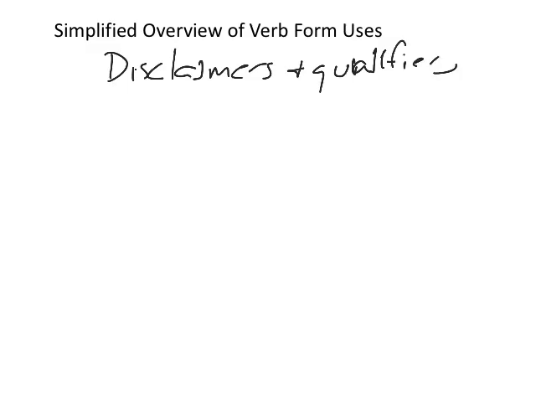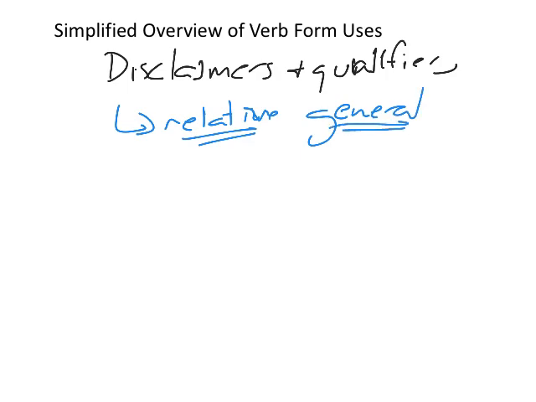So first, this is focused on the relative functions of verb forms in general. There's other functions of each of these forms, but what we're going to focus on is what is relative between comparing the functions of each form toward the others.